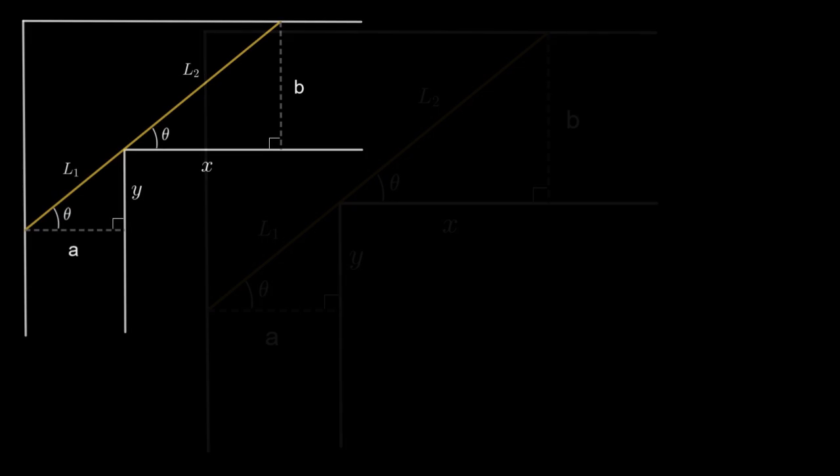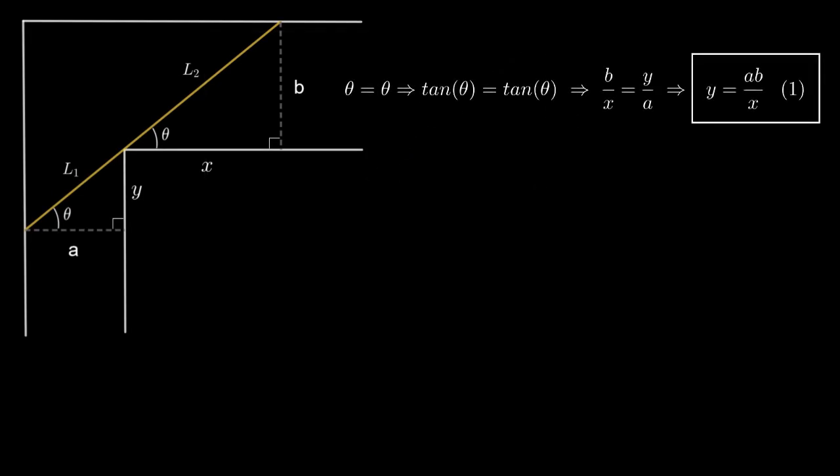Okay, now let's call this distance here x and this side y. Since these two angles are the same, we have theta equals theta, which is tangent theta equals tangent theta, which is b over x equals y over a. And we solve for y and we get y equals a times b over x.